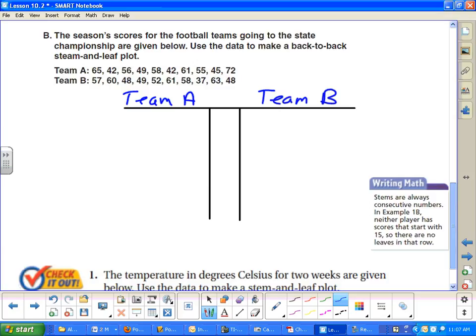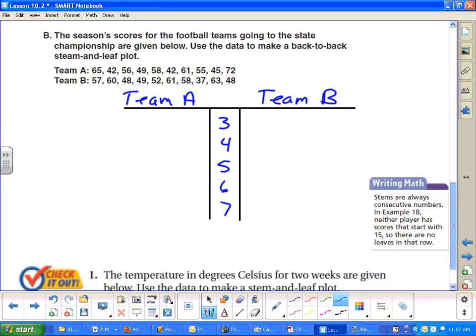Now, since they're all two-digit numbers, we need to list all the tens values down the middle. The smallest number we have is what? And we're looking for both sets of data, not just one of them. 37. So we need a 3. And then what's the largest one? 72. All right. So we need a 3, 4, 5, 6, and 7. We need to represent all of those tens digits, from the lowest number to the highest one.